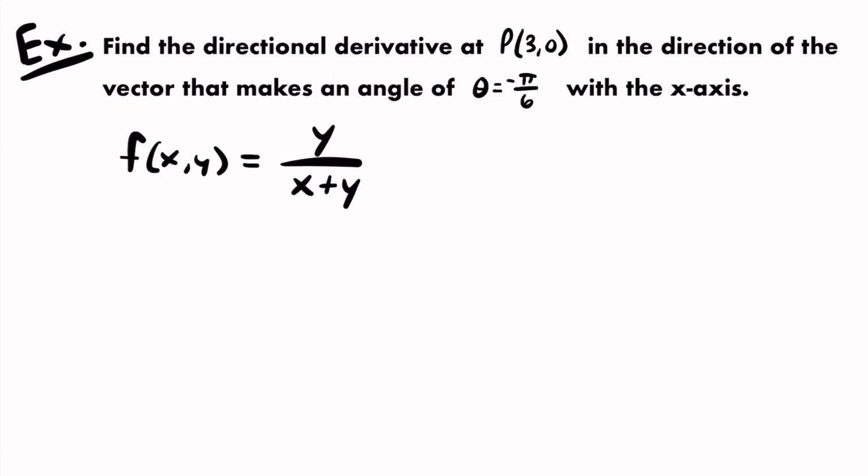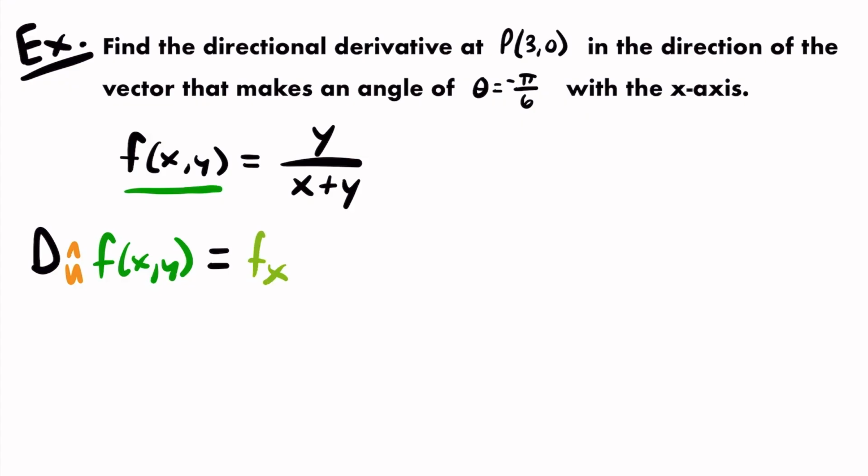All right, so this example is very much like the last one. It's just that we're given a different function, a different point, and a different angle. So our solution process will be the same. We're still going to use the same formula. The derivative in the direction of a unit vector u for our multivariable function f of x, y is equal to the partial derivative with respect to x times the x component of the unit vector plus the partial derivative with respect to y multiplied by the y component of the unit vector.